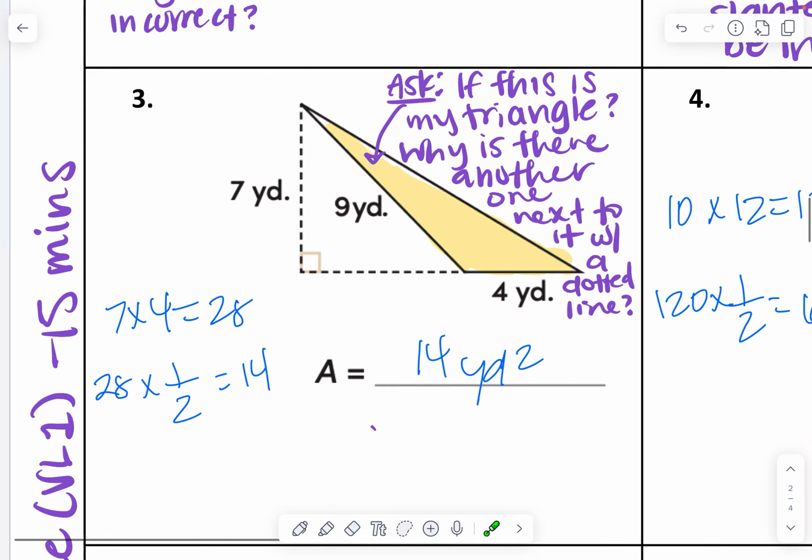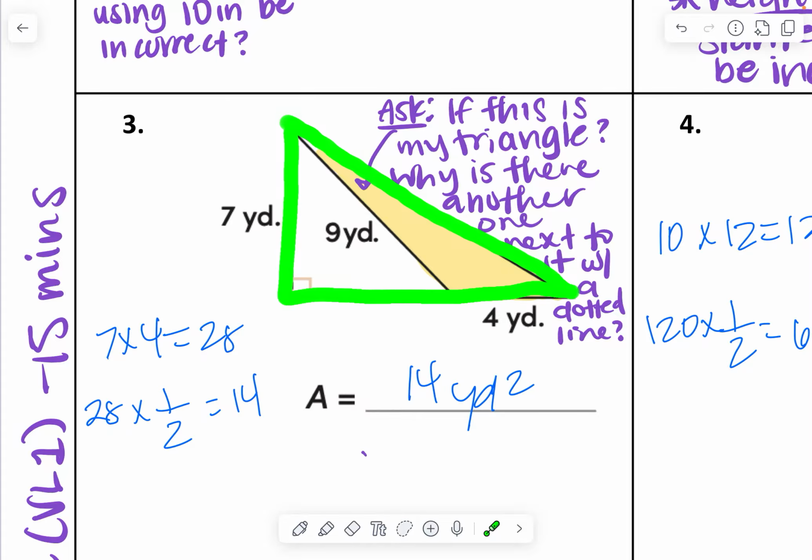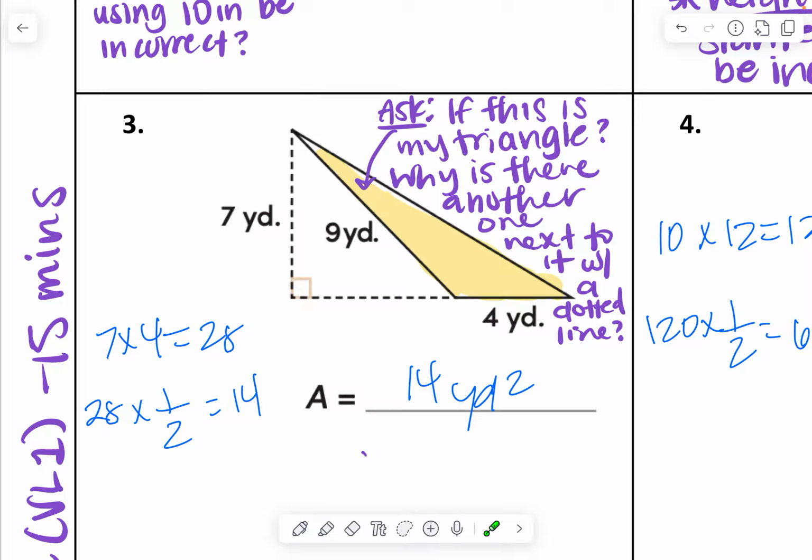Okay, and then this is the last question that you are going to model for students. This question might be a little bit challenging because students might think that this right here is the entire triangle. So they might be lost. They might be confused. Like, why is there a dotted line here? However, what you want to point out to students is that this is the triangle that we are trying to find the area of. And so if this is my triangle, why is there another one right next to it? Am I finding the yellow triangle and then this triangle?